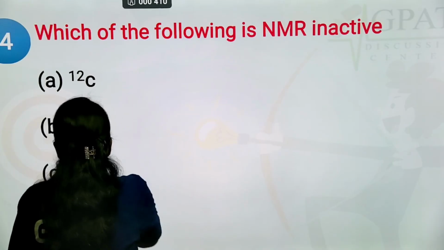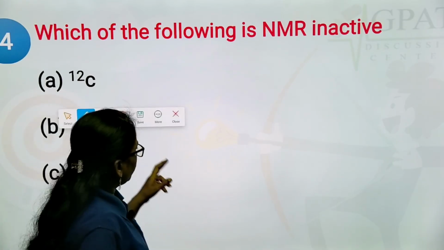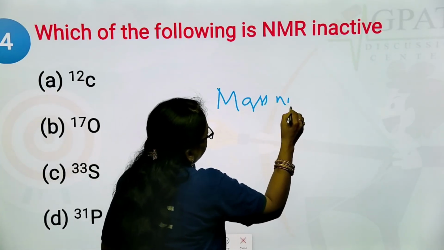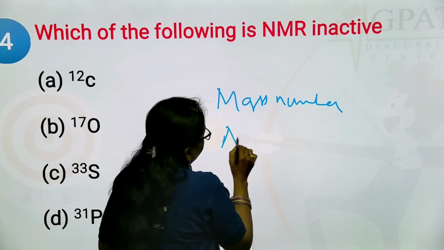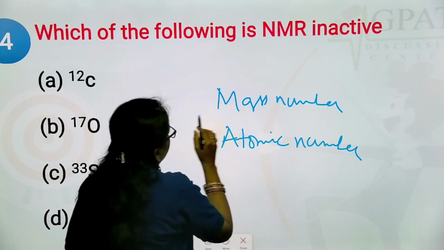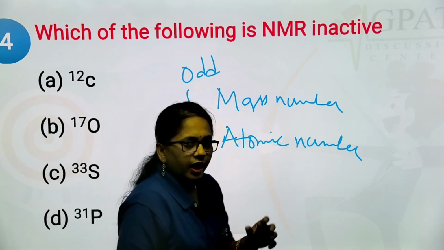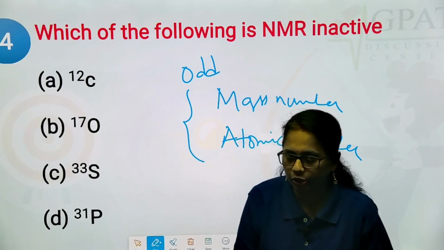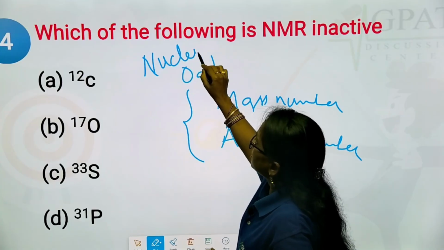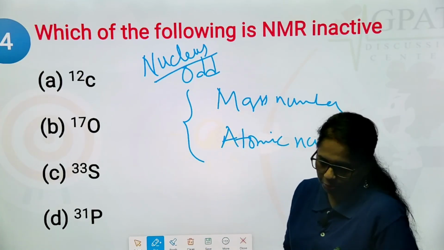So what is that? Whenever the radio waves are going to be absorbed, the clause is nothing but either the mass number or the atomic number should be odd. Any one of these should be an odd number. Then only the absorption of these radio waves takes place. Then only the nucleus is going to change its spin state. So that is the condition for NMR absorption for any molecule.